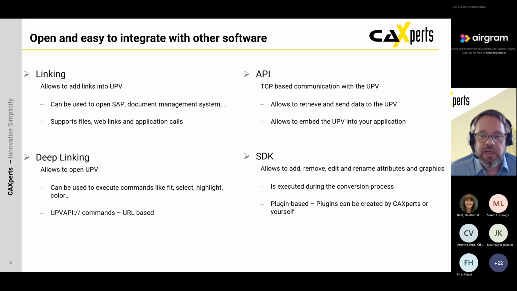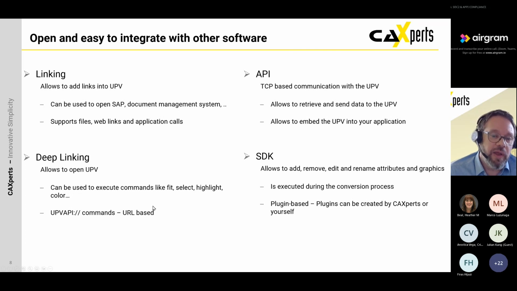Okay, one important thing, maybe a little bit detailed information, but very important, is that UPV is very open and easy to integrate with other software. We can link to any other software just by adding links into the model. By clicking on an object, you can jump to SAP, your document management system, support files, any web link. You can even add attributes to the calls, so you can call specific websites. That's very easy without a big effort.